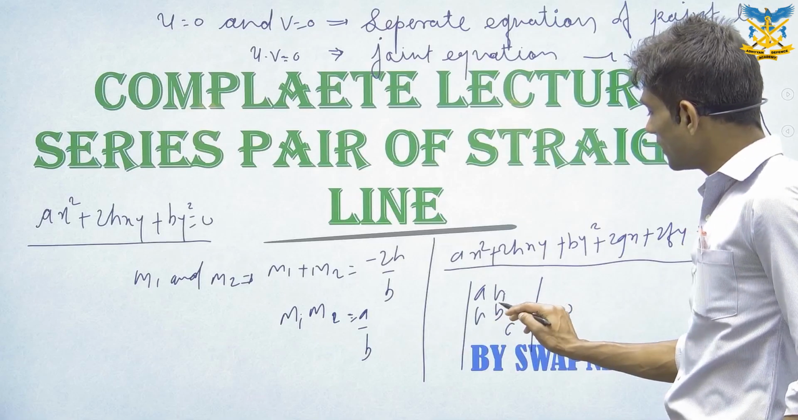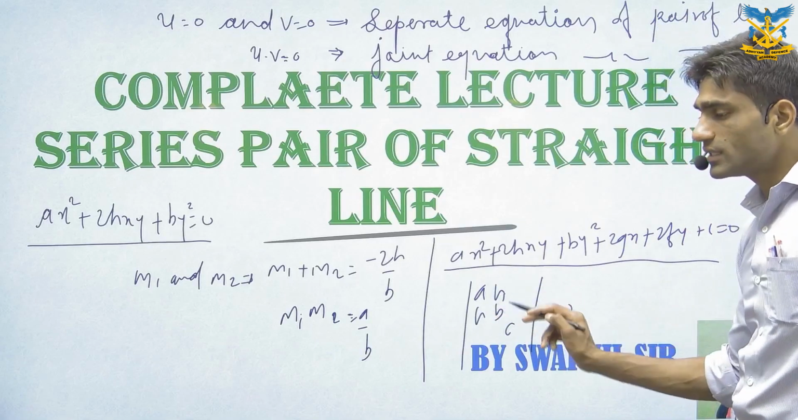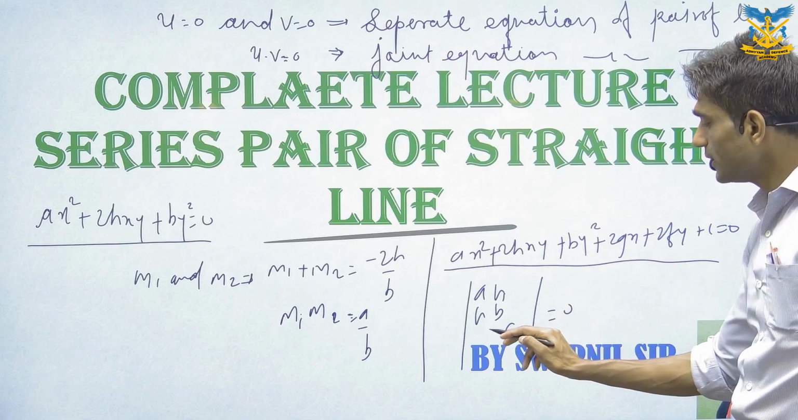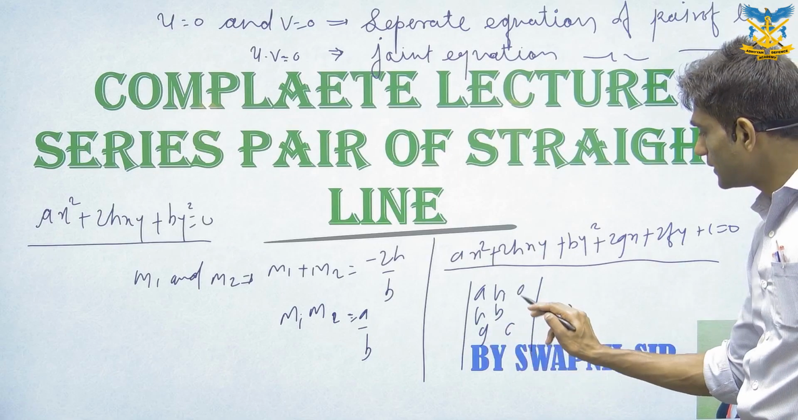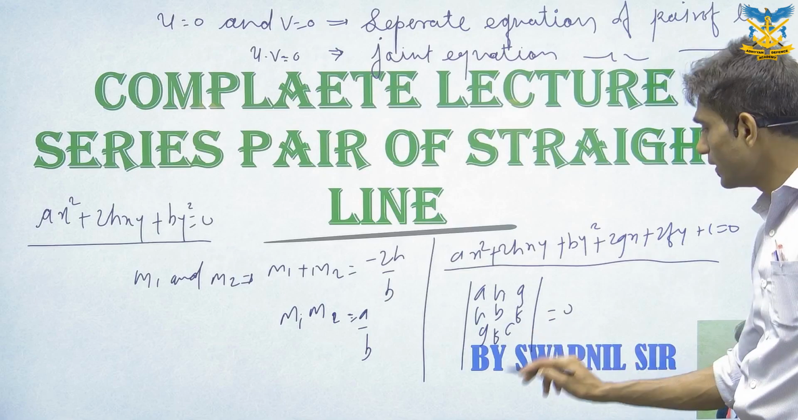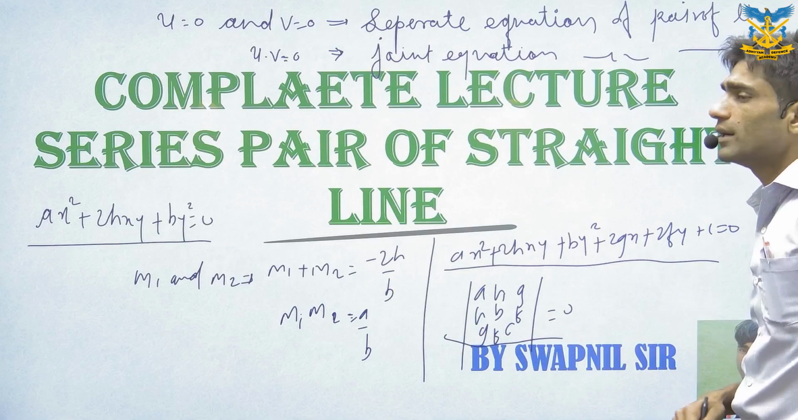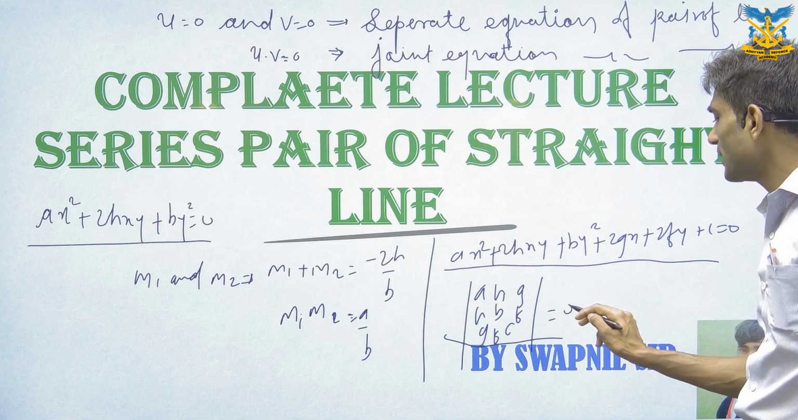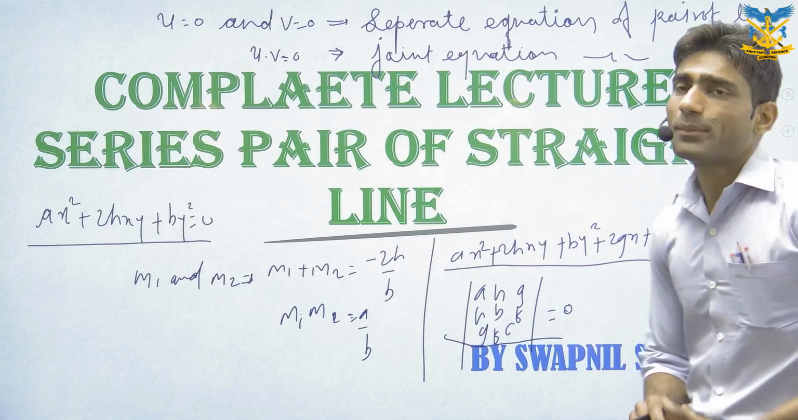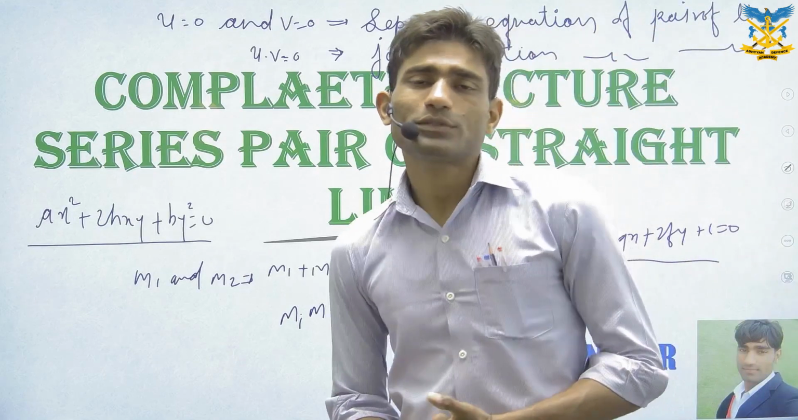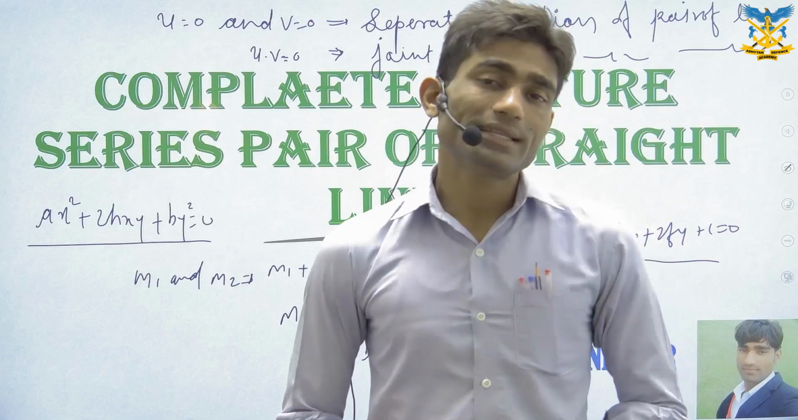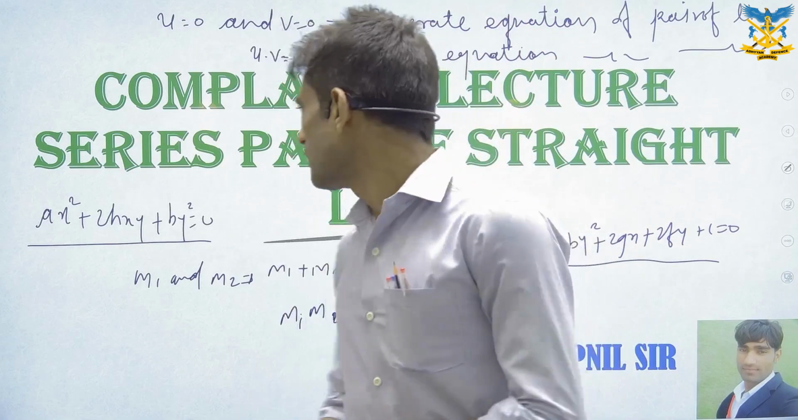Okay, a, b, c, diagonal h, again diagonal g, again diagonal g here, and diagonal f here. So that means we have to show this 3 by 3 determinant is 0. That means our equation represents an equation of a pair of straight lines. Okay, so that's it only.